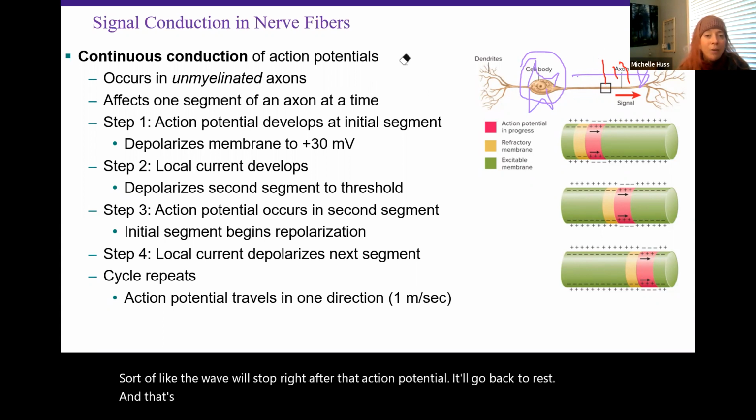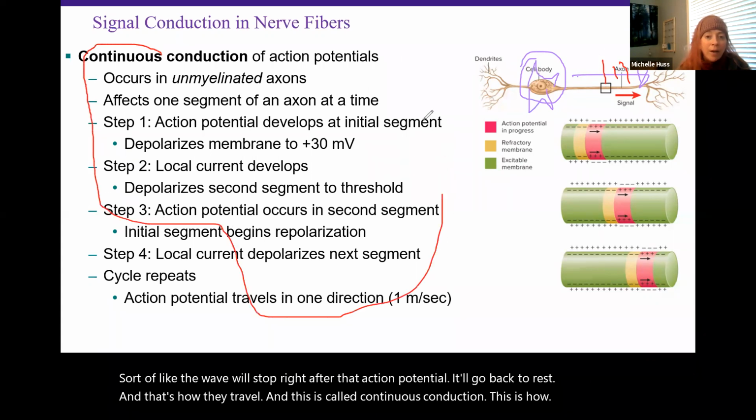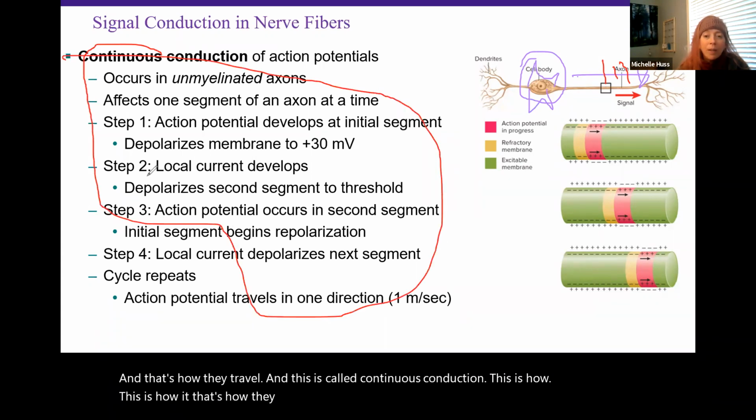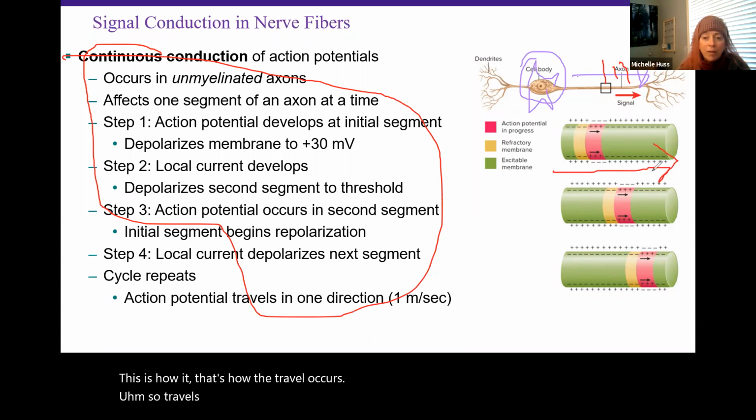And this is called continuous conduction. That's how the travel occurs. So it travels down the axon, okay? That's exactly how I would explain it.